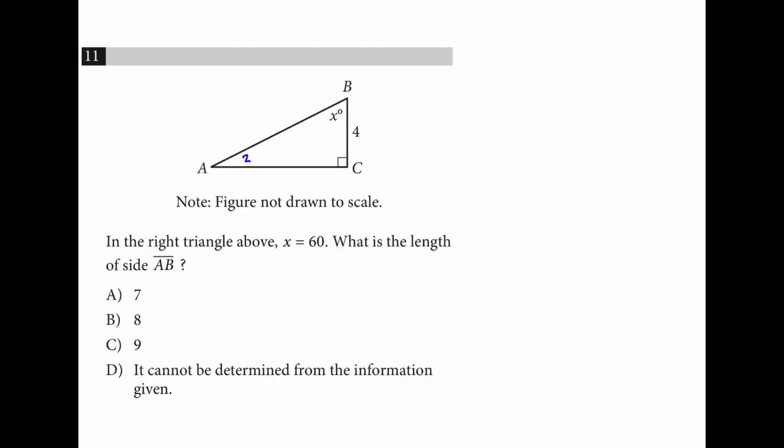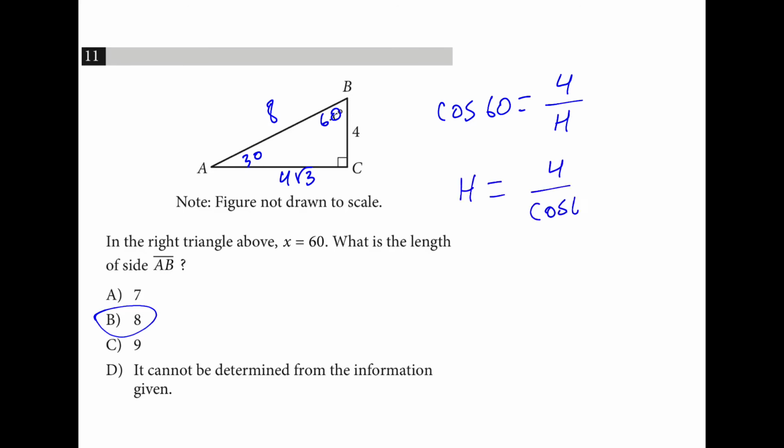If x is 60, we have a 30, 60, 90 triangle. Across from 30 is 4, across from 90 would be 8, or 4 times 2, and across from 60 is 4 times root 3. They want to know AB, the answer is 8. If you didn't have 30, 60, 90 triangles memorized, you could say that the cosine of 60 is equal to 4 over the hypotenuse, or hypotenuse is equal to 4 over cosine 60. And that would also give you 8.